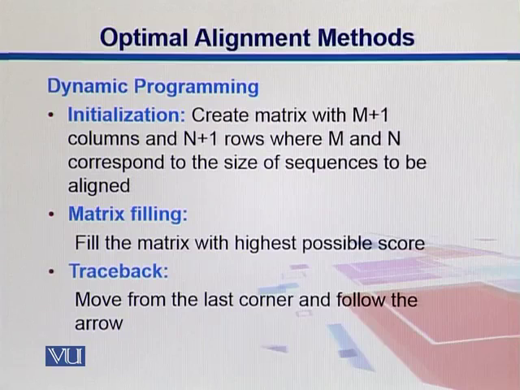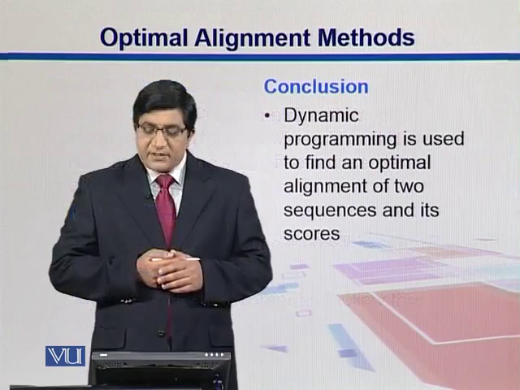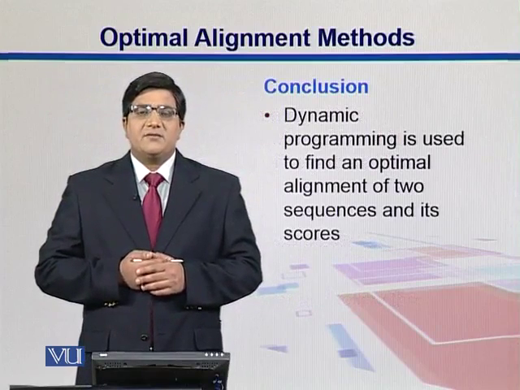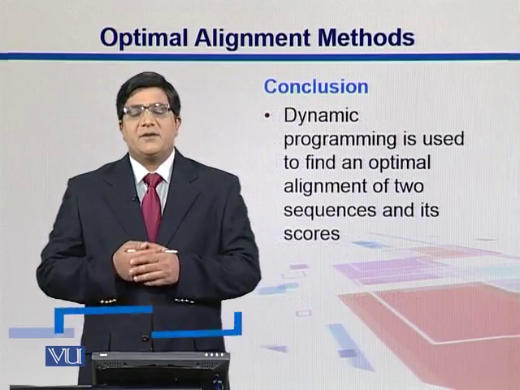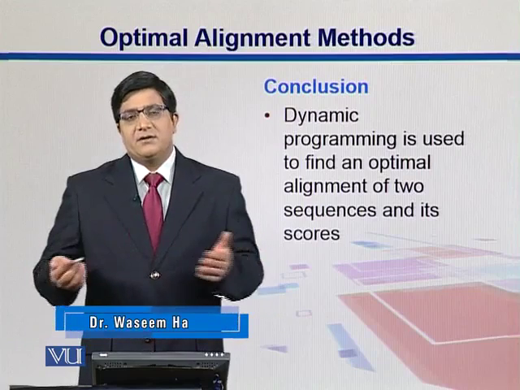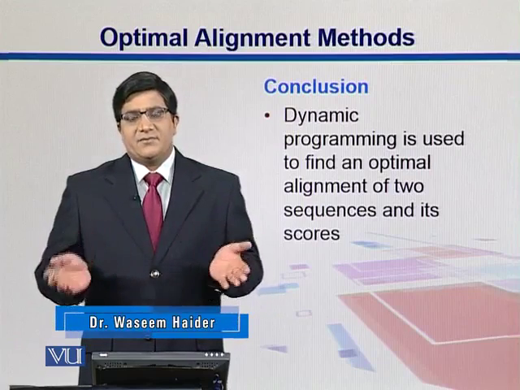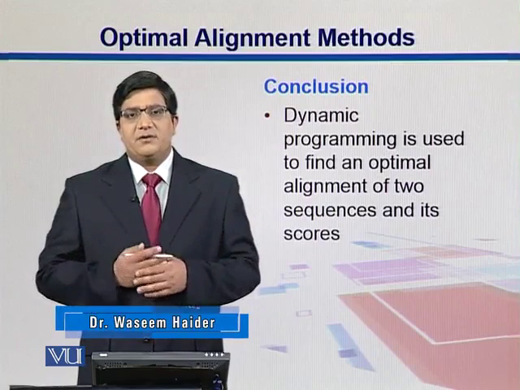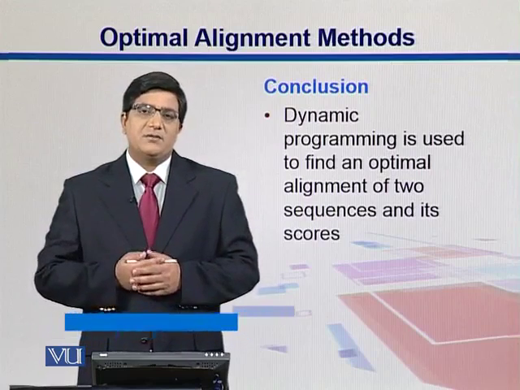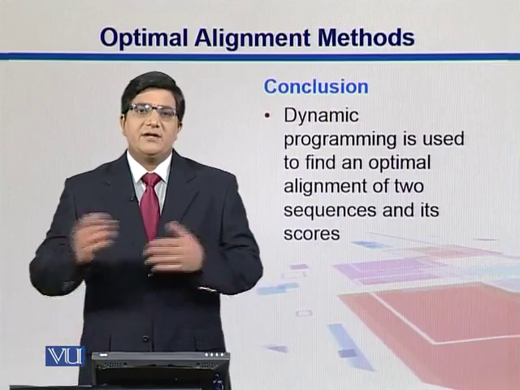In the matrix filling, we fill the matrix with the highest possible score. We link it to different options, and then we pick the one that gives the highest score. And in traceback, we move from the last corner and follow the arrows back up, and then our alignment is done. So the dynamic programming approach is a very important optimal alignment method, where we take the big problem, break it into small sub problems, solve them, and in the end integrate our solutions.